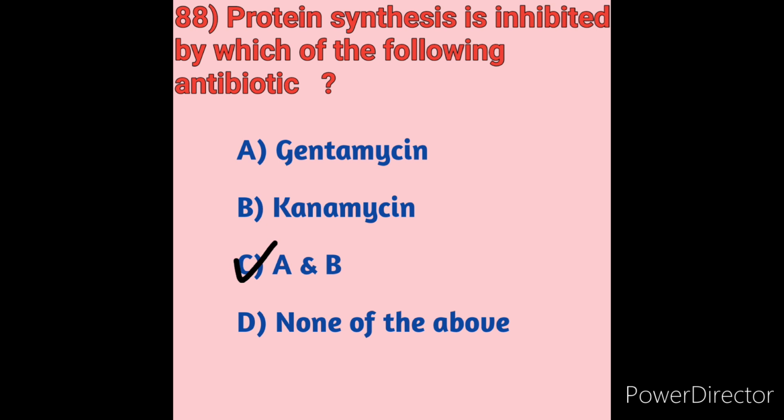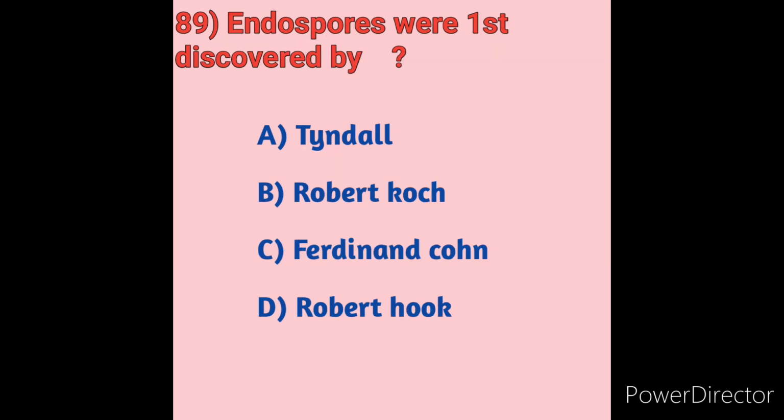Next we will move on to question number 89. Endospores were first discovered by. We will see the options. Option A, Tyndall. Option B, Robert Koch. Option C, Ferdinand Kohn. Option D, Robert Hooke.